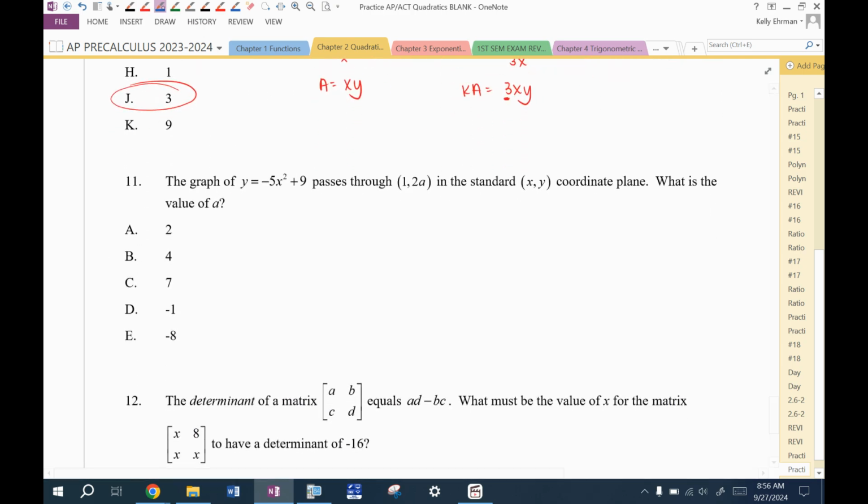All right, for number 11, the graph of y equals negative 5x squared plus 9 passes through this point in the standard xy coordinate plane. What is the value of a? So this is just an ordered pair. The first number is x, second number is y. So sub those in. Instead of y, it's 2a equals negative 5 times 1 squared plus 9. So let's do the math over here. This is negative 5 plus 9, so that's 4. And a is just 2.